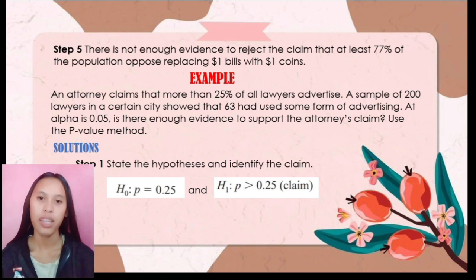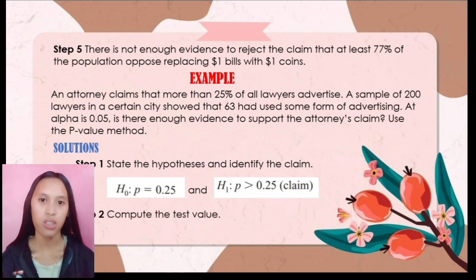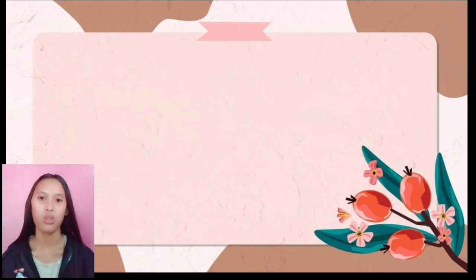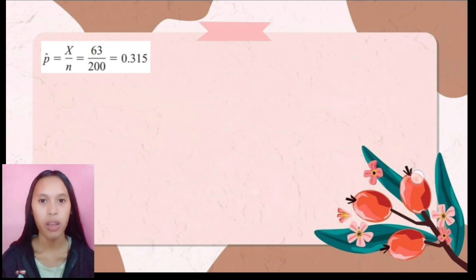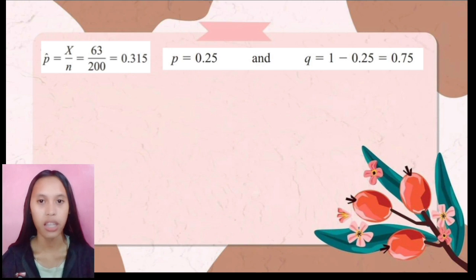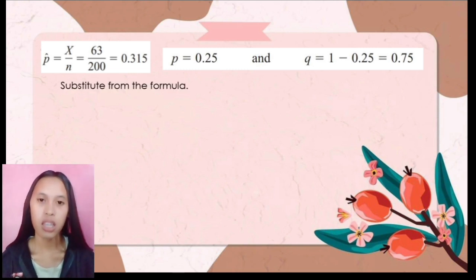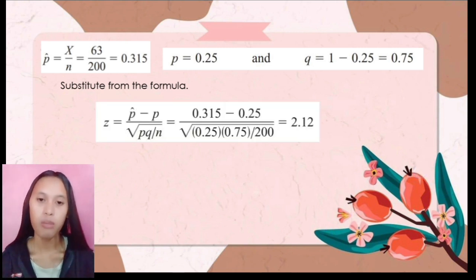Step 2, compute the test value. Our observed value is equal to x over n, where x is equal to 63 and n is equal to 200. So 63 divided by 200, we have the result of 0.315. Our p, or the expected value, is equal to 0.25, and our q is equal to 1 minus 0.25, and the result is 0.75. Substituting in our formula, z is equal to the observed value minus the expected value over the square root of pq over n. So 0.315 minus 0.25 over the square root of 0.25 times 0.75 over 200. We have the result of 2.12.